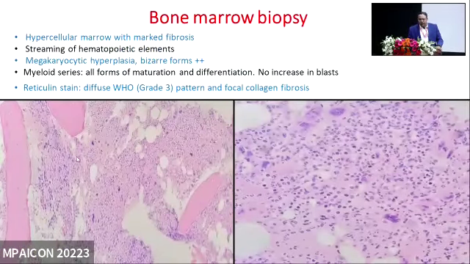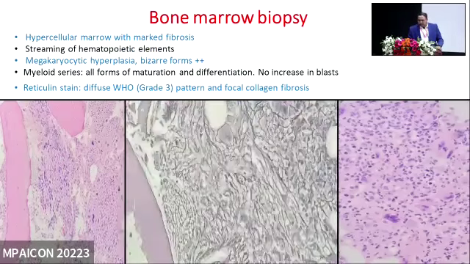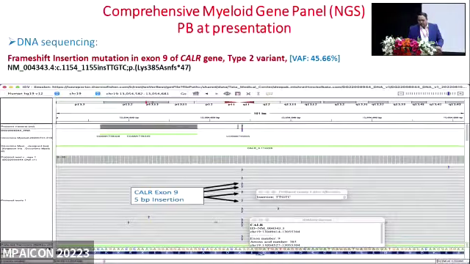The bone marrow biopsy was interesting. It was hypercellular. Streaming was noted. Fibrosis was noted, with megakaryocytic hyperplasia. Bizarre forms of megakaryocytes were seen. The reticulin stain showed grade 3 fibrosis with focal collagen fibrosis.